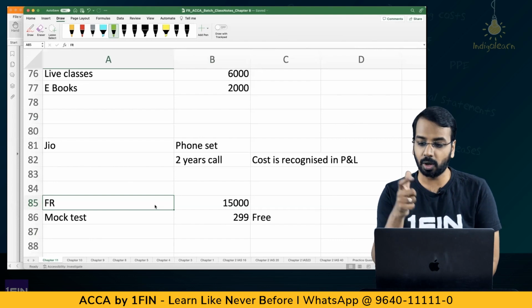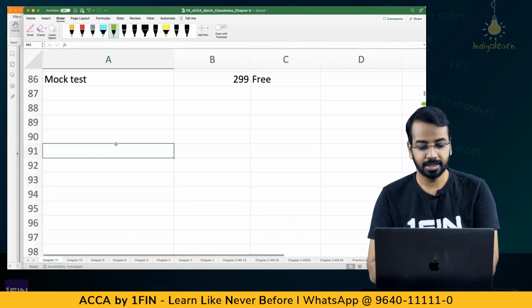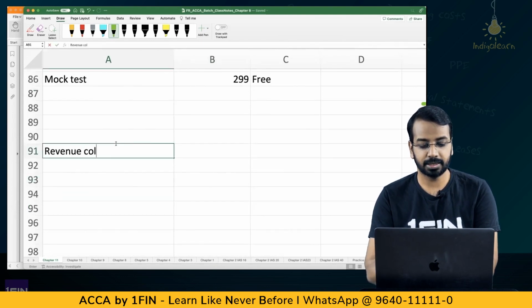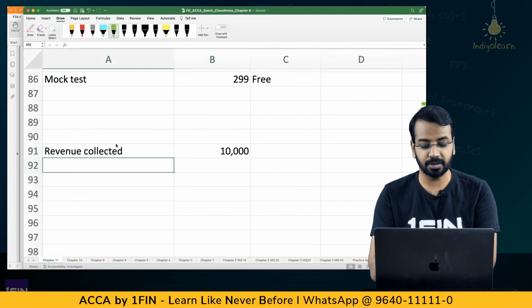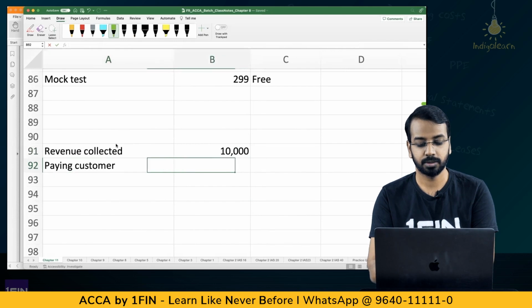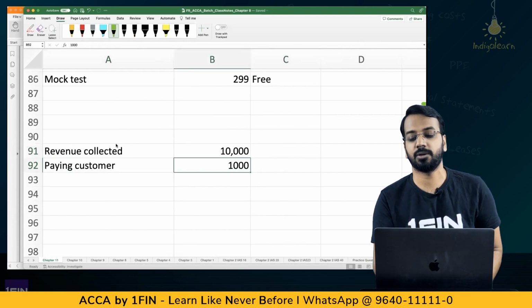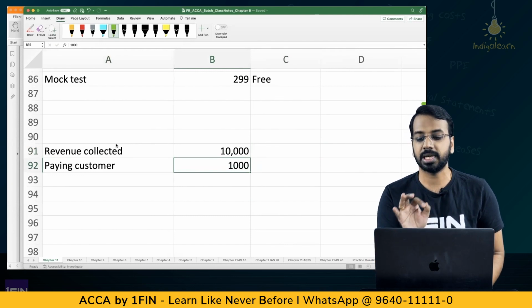So what will happen is, let us say, revenue collected is 10,000. And for entering into this contract, if you're paying the customer 1,000, you cannot say my revenue is 10,000 and my cost is 1,000. On a net basis, my revenue is 9,000.